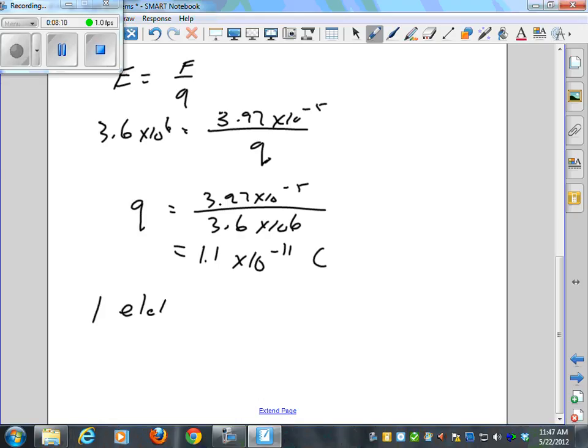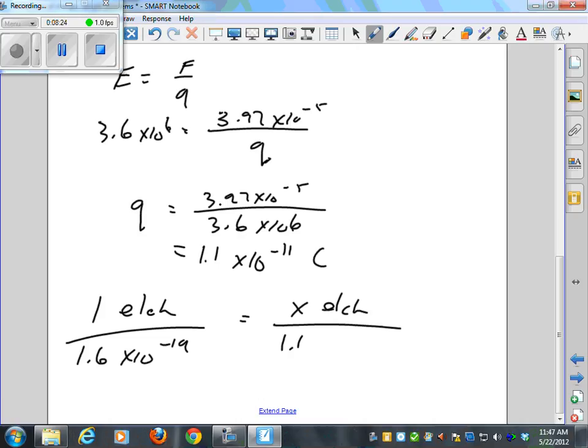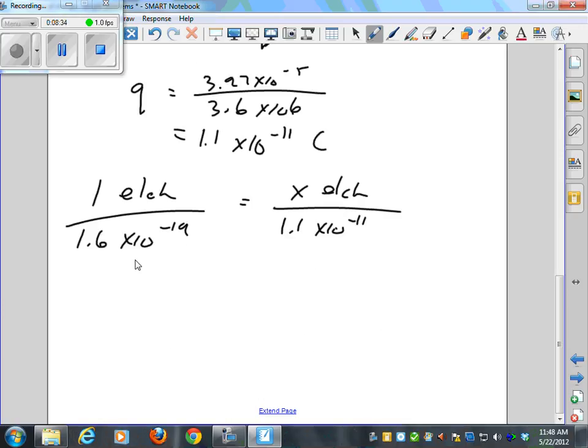One elementary charge is equal to, anybody remember what the number is? 1 Elch equals 1.6 times 10 to the minus 19. So how many Elches, X Elches, is 1.1 times 10 to the minus 11? Cross multiply, and you're going to end up with 1.6 times 10 to the minus 19 times x, so you're going to be dividing by that. Basically, all it is, 1.1 times 10 to the minus 11 divided by 1.6 times 10 to the minus 19.